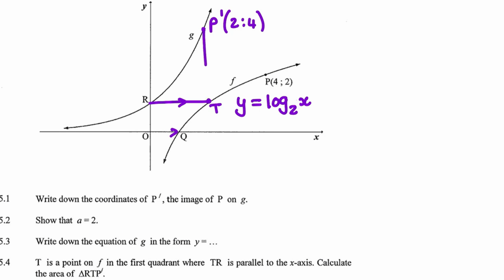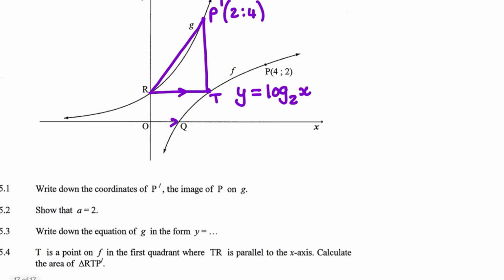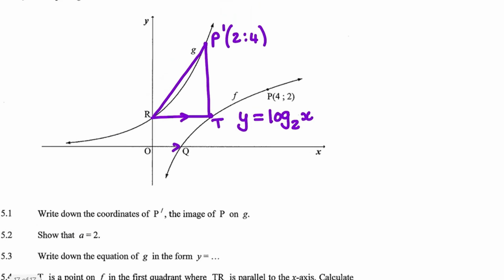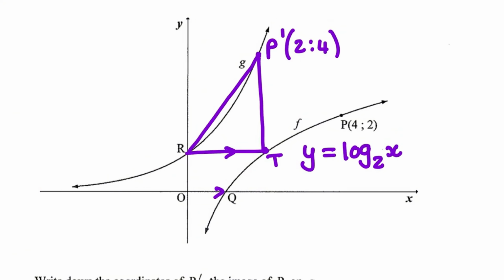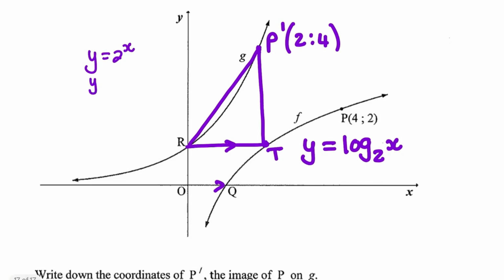And if I connect those points, I have a little triangle. And it says calculate the area of the triangle. Now the actual question is about finding these coordinates. So we already have P prime. And if we have g as y is equal to 2 to the power of x, that means where x is equal to 0, we'll have 2 to the power of 0, so y is equal to 1. So the coordinate of R would be (0, 1).